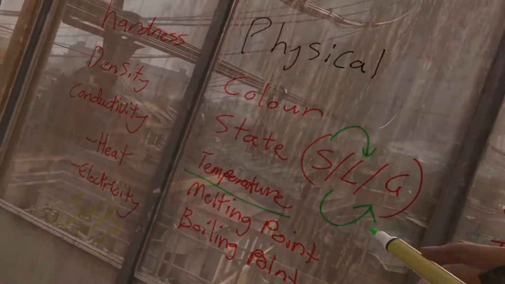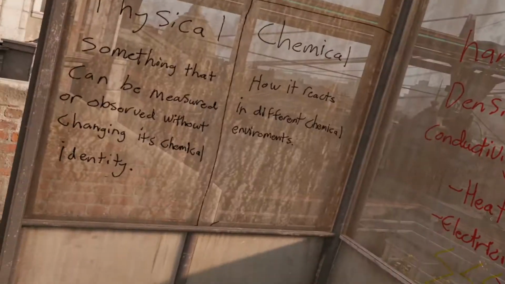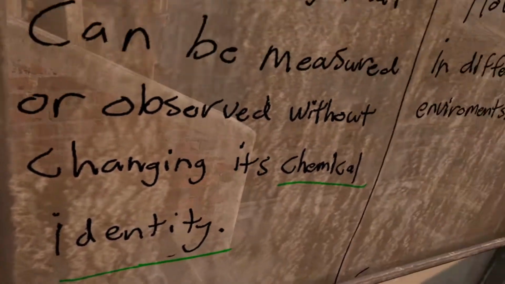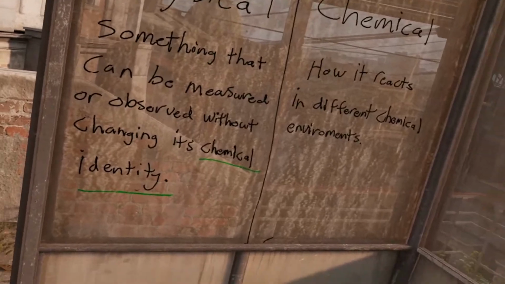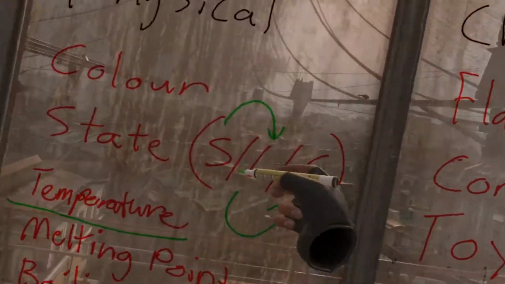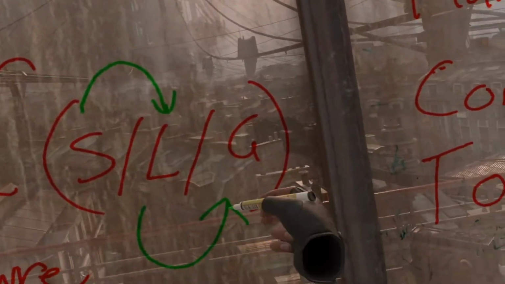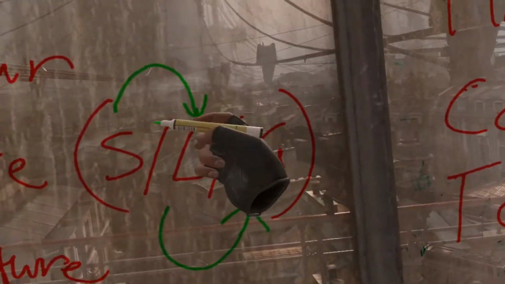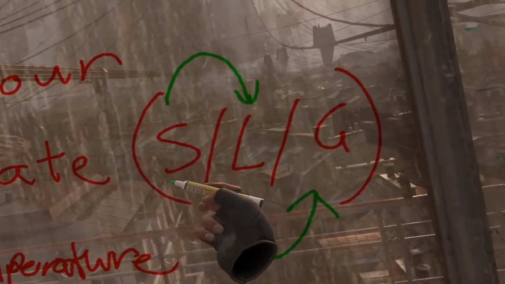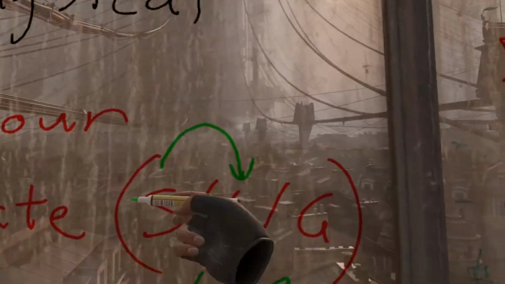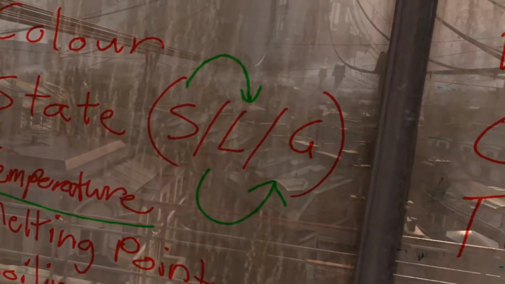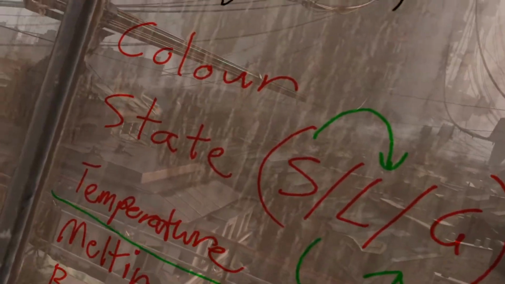When we're changing any of these properties here, we are not changing a substance's chemical identity. It is still the same chemical. When we are boiling our water from a liquid to a gas, it is still water. We're going from liquid water to gaseous water or water vapor. And when we are melting our solid water as ice into liquid water, in both states, our substance is still water. We are just changing its state.